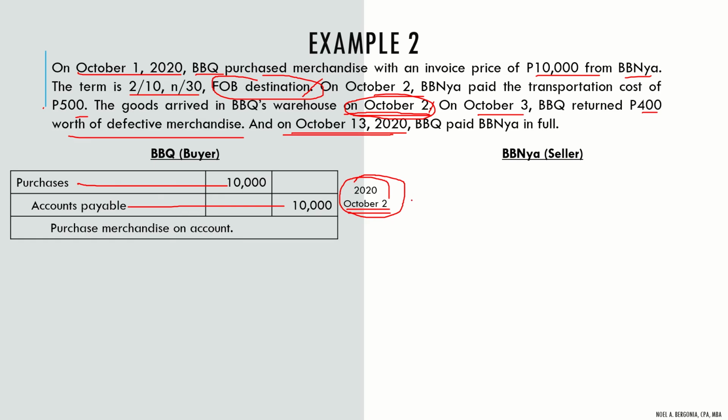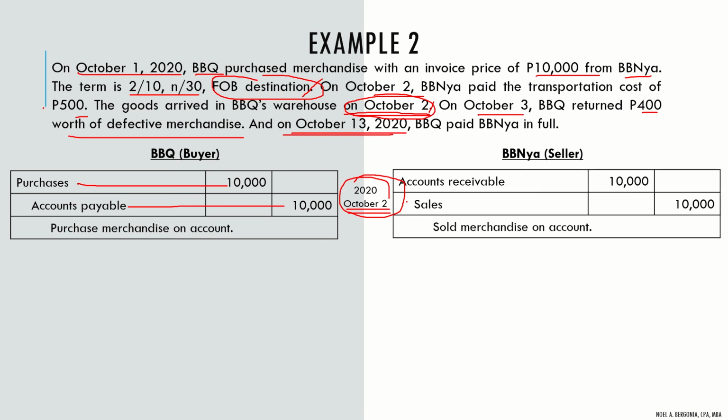How about for BB niya? Same din po, no? Dahil still in transit po yung goods, sa iyo pa rin yan as the seller. Pag dumating na kay buyer, saka ka lang magre-record ng sales. So the entry naman for BB niya would be debit accounts receivable 10,000 and we credit sales 10,000. Okay? Are we good on that?